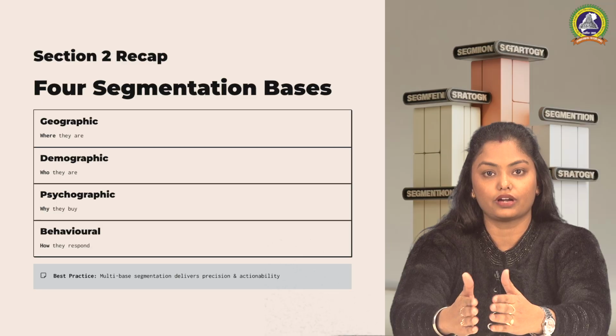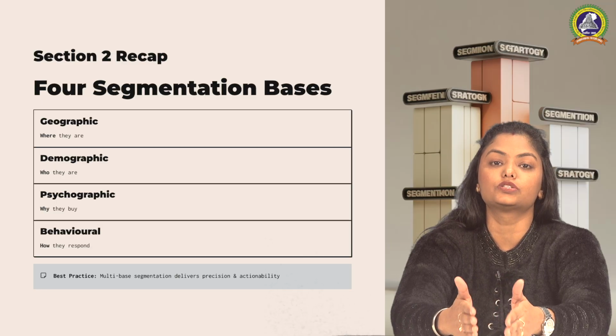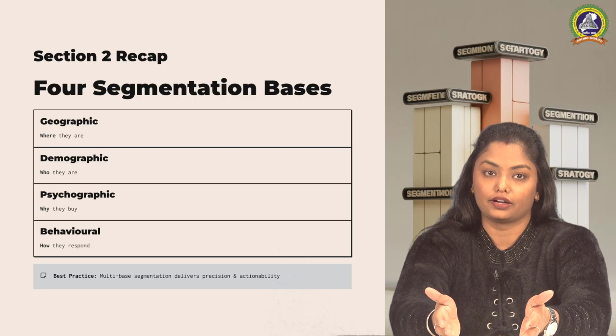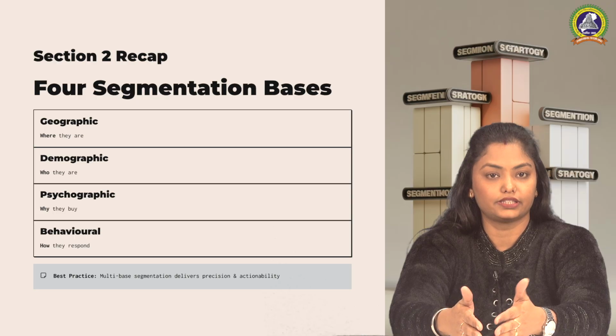This was a very detailed section. So let's pause for another recap. We have covered the four major bases for segmentation. First, geographic. We segment the market based on where consumers are, such as by region or city.